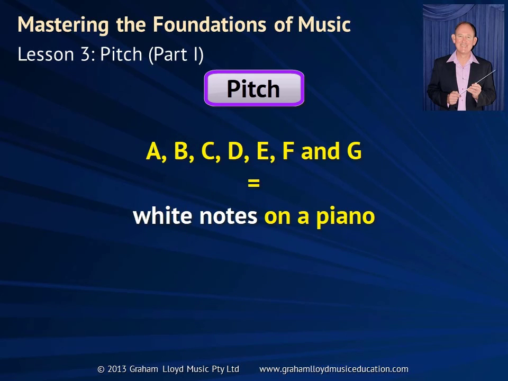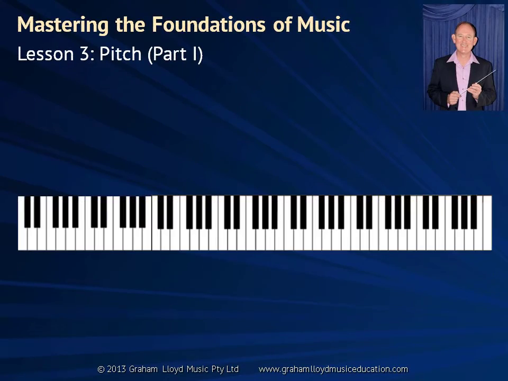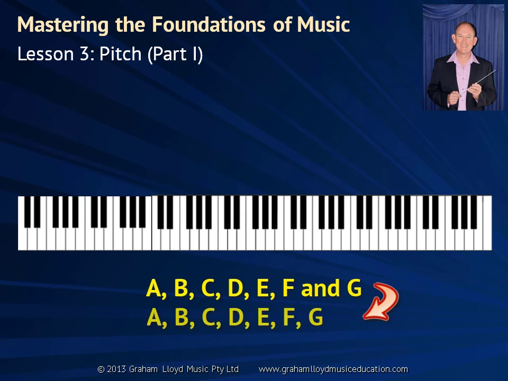These are the letter names of the white notes on a piano. If you were to look at a piano keyboard, you'd see a lot more white keys than just 7, so when we reach the letter G, we simply start over at A and repeat the letters once again as many times as is necessary or as there are white notes.